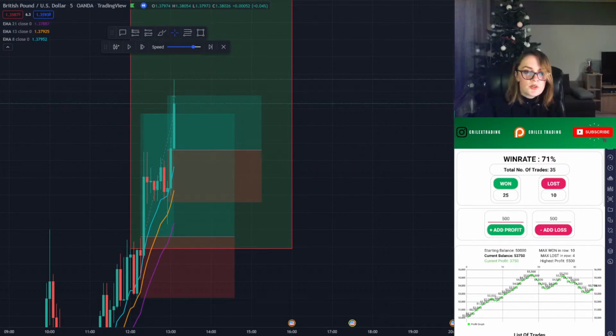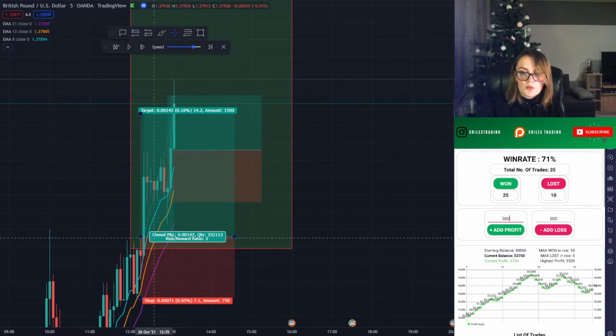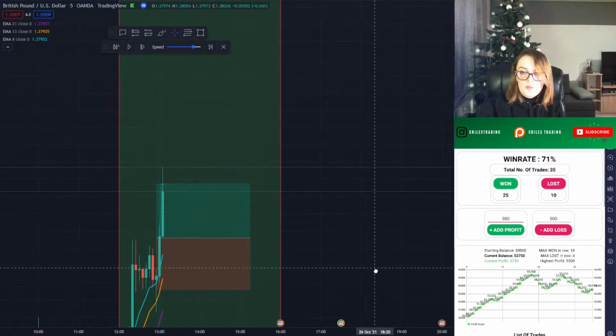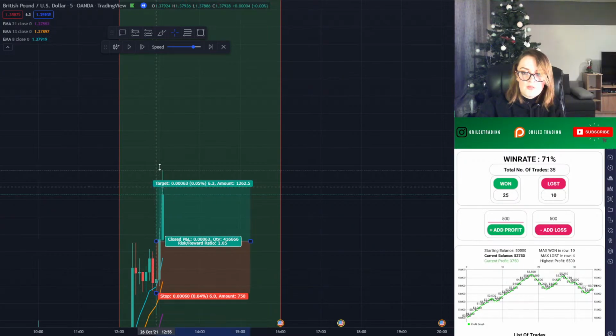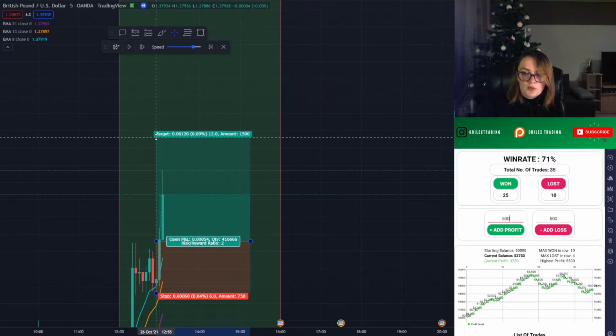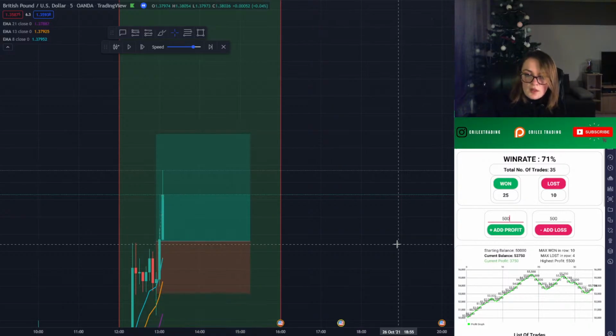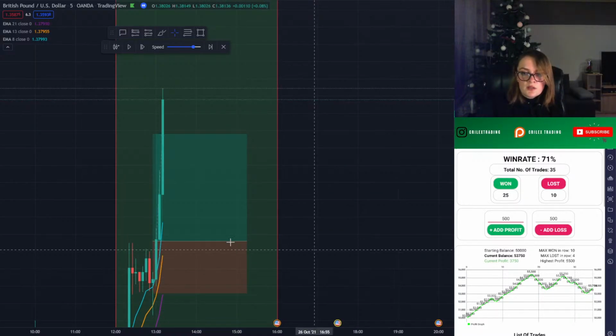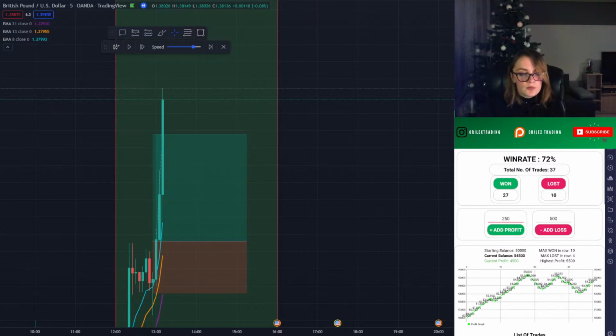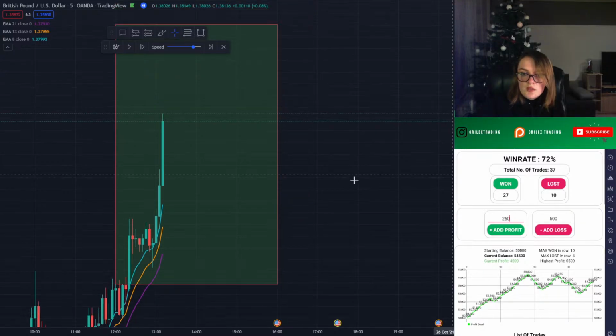And for the second position, we already hit this 1-to-1. So the stop loss will be at break even, and the second take profit will be at 2-to-1. And also we are looking again for scalings. The 2-to-1 was hit, so I will mark again the profits for the first and the second position. And due to the fact that we are still in the green zone, we are looking for new positions here, if we get any nice retouch of these EMAs.